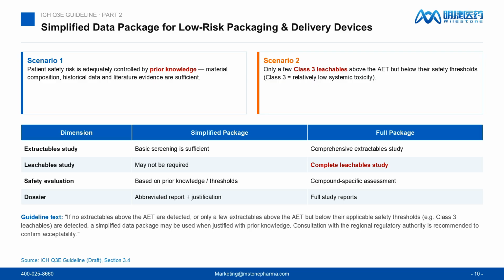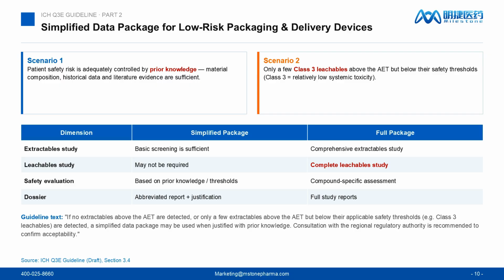Scenario 2. Your study found only a few Class 3 leachables above the AET but below their safety thresholds. Class 3 compounds are the low toxicity ones. Think of common additives like BHT, so a handful of them above the analytical threshold is not alarming. Look at the comparison table. In a simplified package, basic extractable screening suffices. The leachable study may be waived entirely. The safety evaluation leans on prior knowledge and thresholds, and the dossier is an abbreviated report with justification.